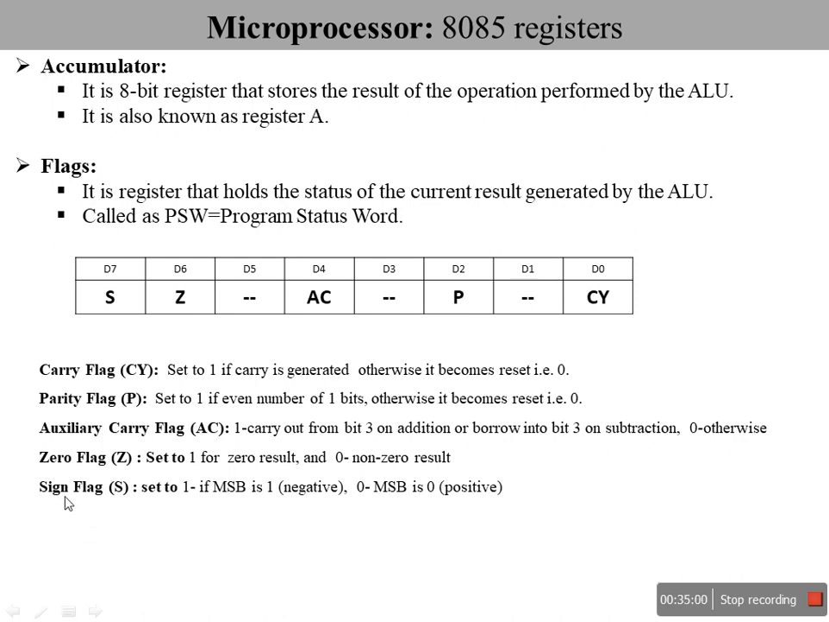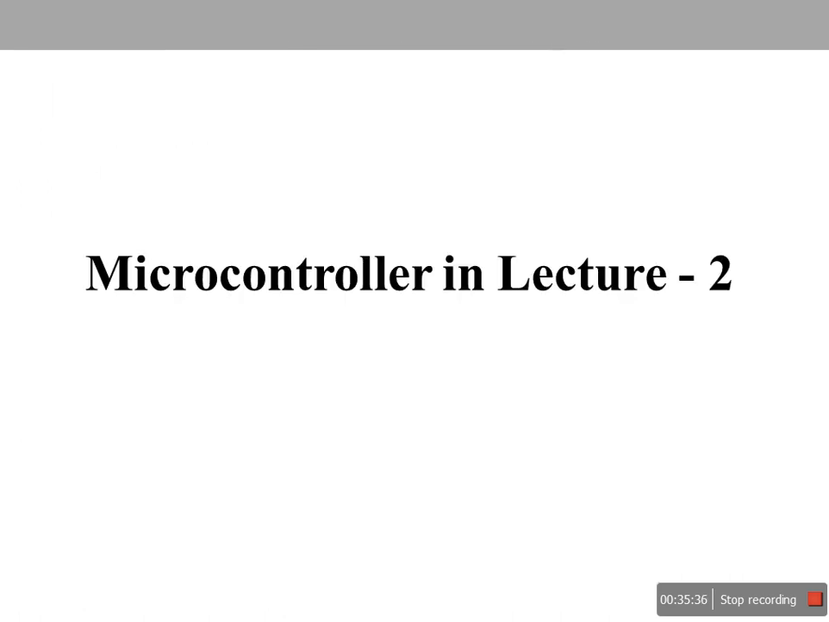Similarly, the sign flag. This particular flag will be high if the MSB is 1. That means if the 8th bit of the result is occupied by 1, then the sign flag indicates it's a negative number. If it is not 1, then it will be 0, indicating a positive number. This is very helpful for checking the status and controlling the operation of a microprocessor. I'll end here.